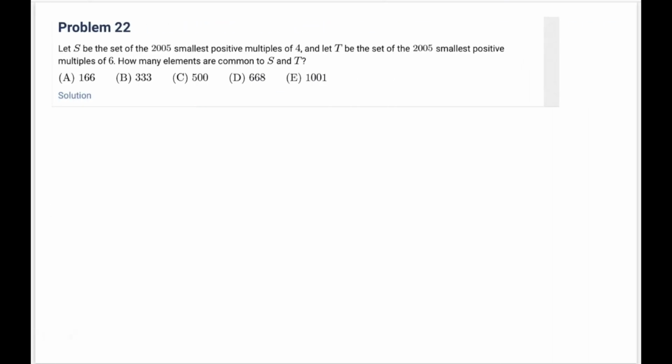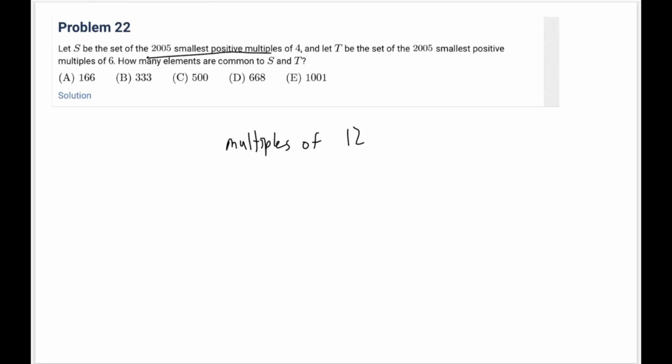Problem number 22. Let S be the set of the 2005 smallest positive multiples of 4, and let T be the set of the 2005 smallest positive multiples of 6. How many elements are common to S and T? Okay, so we want the numbers that are both in S and T. So multiples of 4 and multiples of 6. So multiples of 12 are in that category, right?